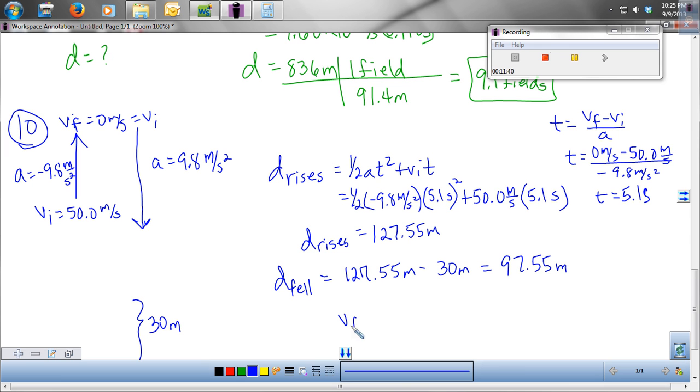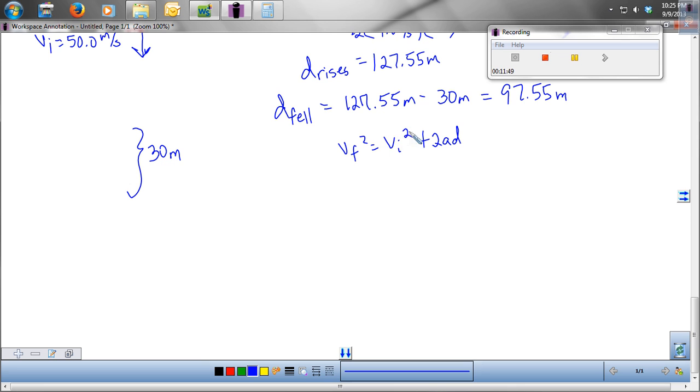So I can do VF squared equals VI squared plus 2AD and solve for the speed that it has when it hits the limb. If it's beginning to fall, VI is 0, so that's going to be 2 times A, which is positive 9.8, times the distance, and it fell 97.55 meters. So I got VF to be the square root of that number. And when I did the square root of that number, I got 43.7 meters per second.